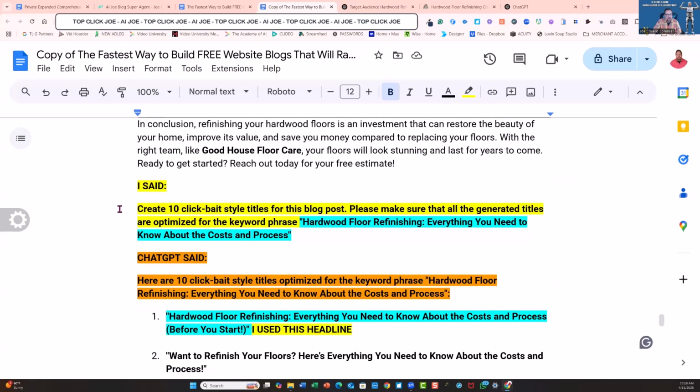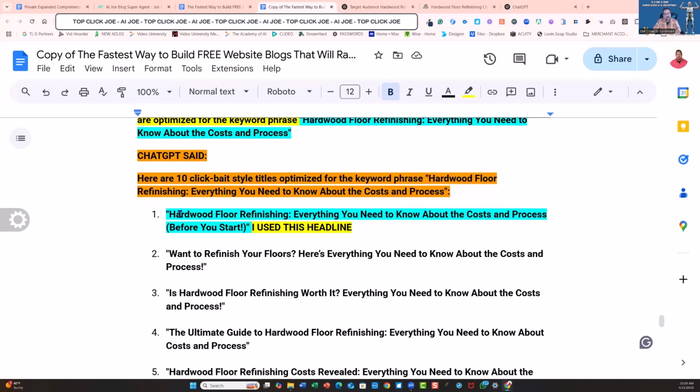This is important also. What we're doing here is we're going to try to change this headline. Is there a better headline than this that we can use on the final blog post? So I asked it to give 10 clickbait style titles for the blog post. Please make sure that all our generated titles are optimized for the keyword phrase. I want it for this phrase. It gave me 10. I used the first one. I loved it, right? Because it's the same headline with before you start.